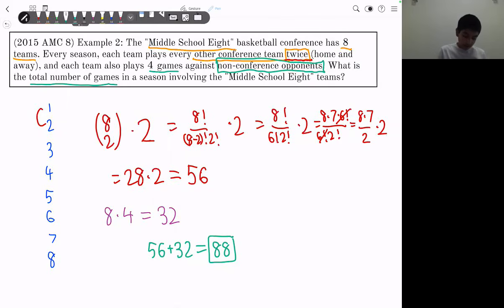Okay, so remember the key ideas, 2 cases. In general, you can always think of some problems can be broken up into some cases, and you can evaluate the number of ways in each of the cases and just add them up.